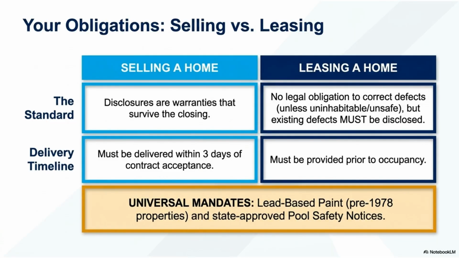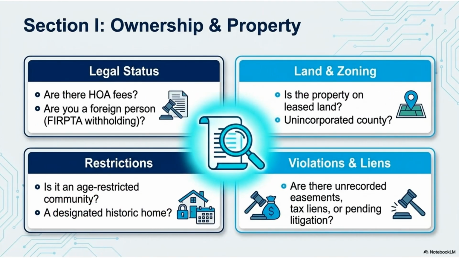When selling, disclosures are warranties that survive closing and must be delivered in most states within 3 days of contract acceptance. When leasing, existing defects must be disclosed prior to occupancy, though you have no legal obligation to correct defects unless uninhabitable.